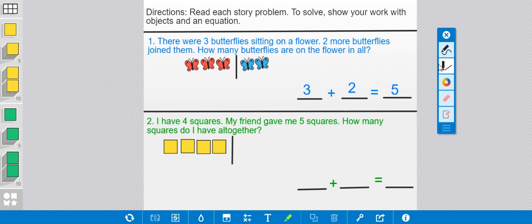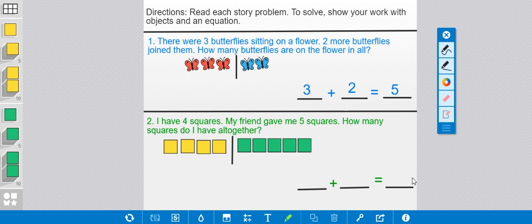Alright, so here's my pen. I need to turn my pen off. Now, my friend gave me 5 squares. So let me get 5 green squares. So look at this. I have a stack of 5 right here. So I'm not going to pull over 5 individual squares. I'm just going to grab a stack of 5 and it's going to lay them out for me. 1, 2, 3, 4, 5. Perfect, and it makes them all nice and neat.